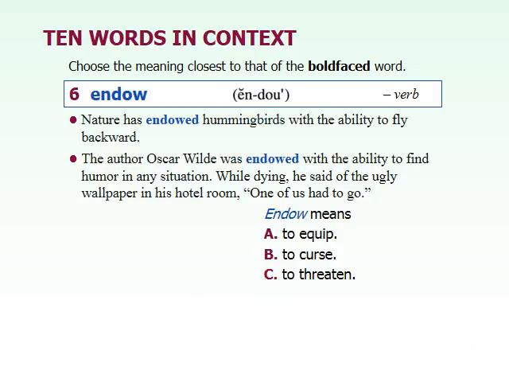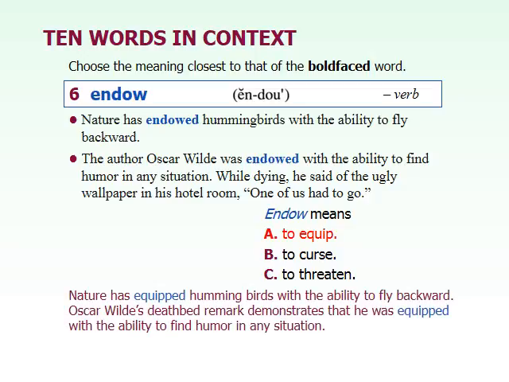Our next word here is endow, and this one is a verb. Nature has endowed hummingbirds with the ability to fly backwards. The author Oscar Wilde was endowed with the ability to find humor in any situation. While dying, he said of the ugly wallpaper in his hotel room, "One of us has to go."